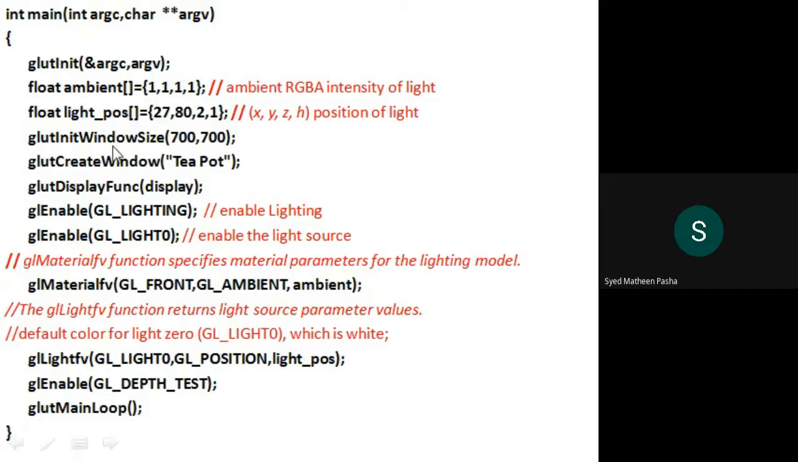Then I will position the window as well as the size of the window. I'll give the size of the window as 700, and then I'll create a window called teapot. That is, I'm naming the window as teapot. Then I'll call the display function.